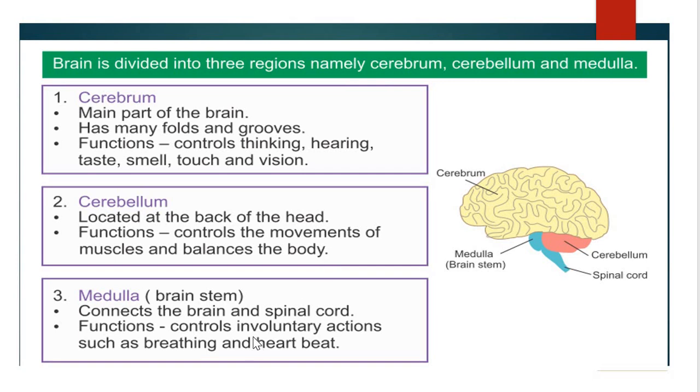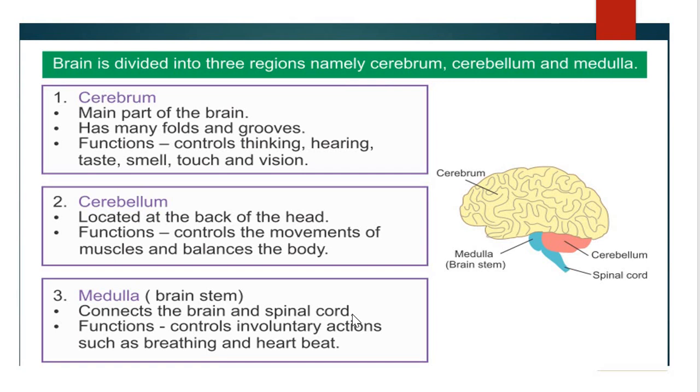The third part is the medulla oblongata. This region is known as the medulla oblongata. This is called the brainstem. Basically, the brain stem consists of the midbrain, pons, and medulla. They are all together known as the brain stem. They connect the brain and spinal cord. It controls certain involuntary actions. Please keep in your mind, it does not control all involuntary actions. It controls certain involuntary actions such as breathing, heartbeat, and so on.